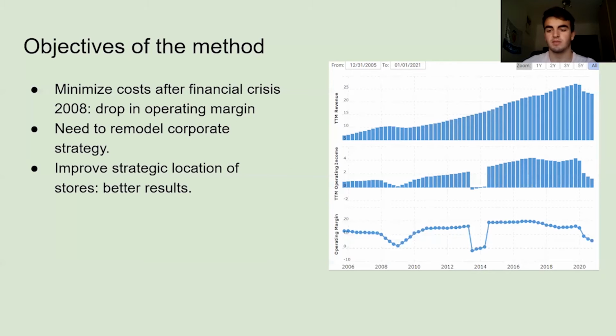In the second place, I will explain the objectives of the method. The main objective of this method was to minimize the cost after the financial crisis. The company was in need of remodeling its corporate strategy, as its operating margin had dropped significantly in 2008 from 11.2% to 4.9%. Improving the strategic location of its stores, it aimed at better results so as to retain the trust of the shareholders.